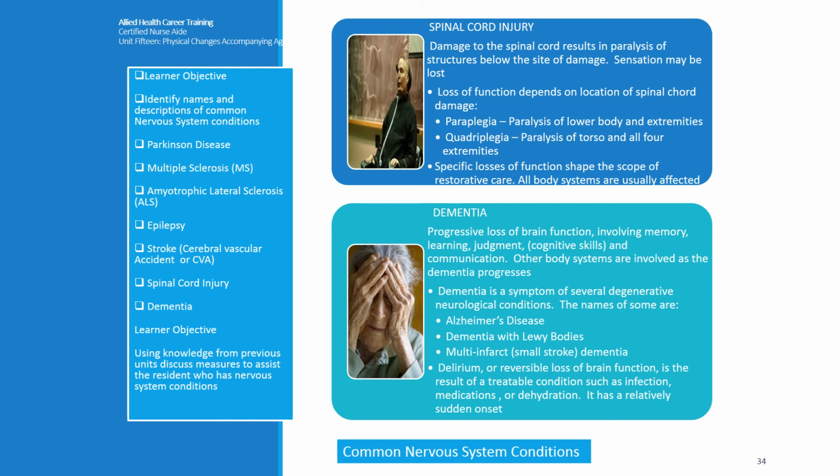So, dementia is a progressive loss of brain function. It involves your memory, your learning, your judgment, cognitive skills, and communication. Some other body systems are involved in the dementia process as well as it progresses. Eventually, the dementia will start with your memory, but it will start inhibiting all of your physical functions as well the later it gets.